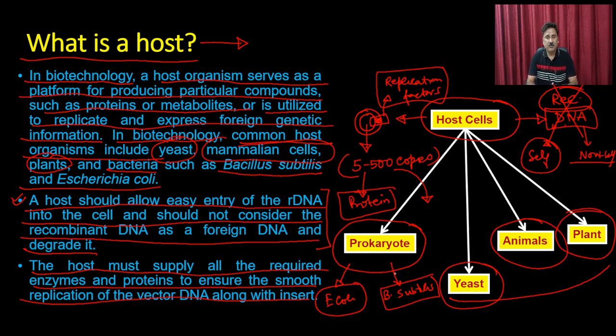So, let us discuss E. coli, and remember, when you discuss host cells, these two conditions have to be met: host cells should not degrade the recombinant DNA, and host cells should supply the required machinery for propagation of the recombinant DNA. Then only can you utilize a particular host cell. So, let us discuss first the E. coli cell, and then we are also going to discuss Bacillus subtilis as a host cell.